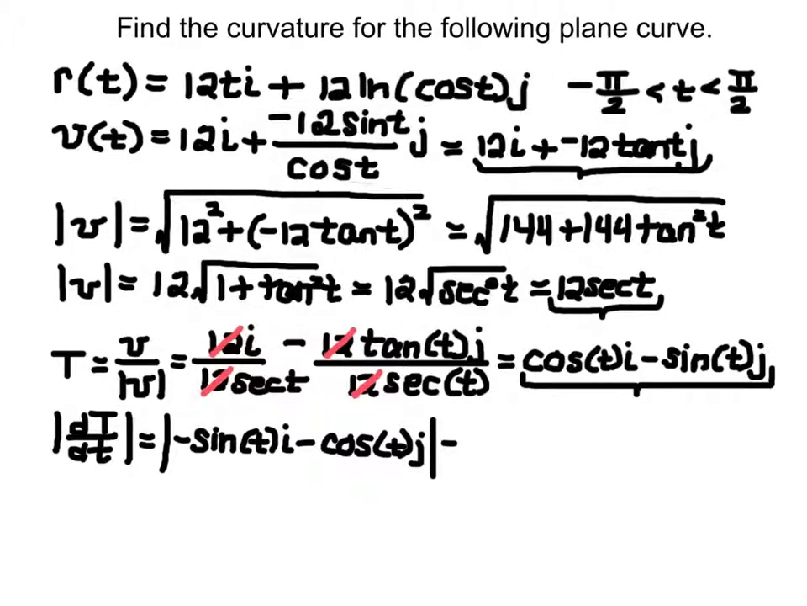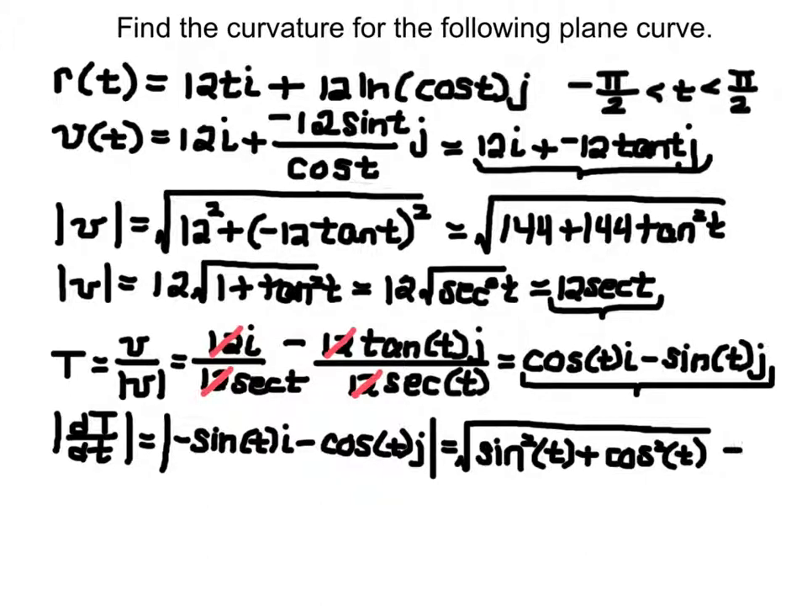And to find the magnitude, we're going to take the square root of the negative sine of t squared, so sine squared t, plus a negative cosine of t squared, which is cosine squared t. And that is the square root of 1, so this is equal to 1. So our magnitude of the derivative of the unit tangent vector with respect to time is 1.